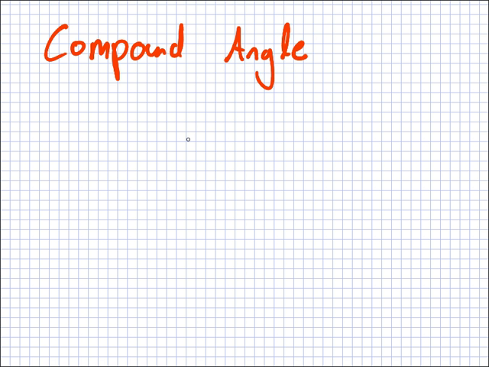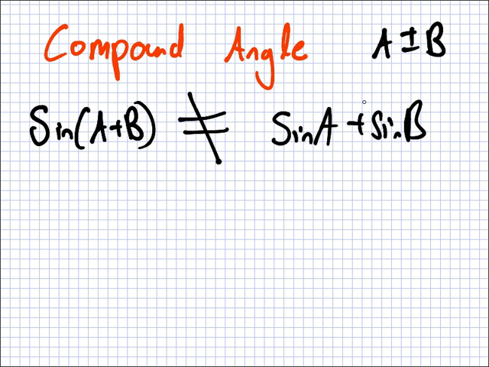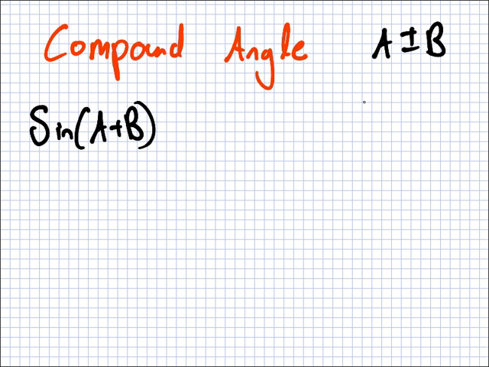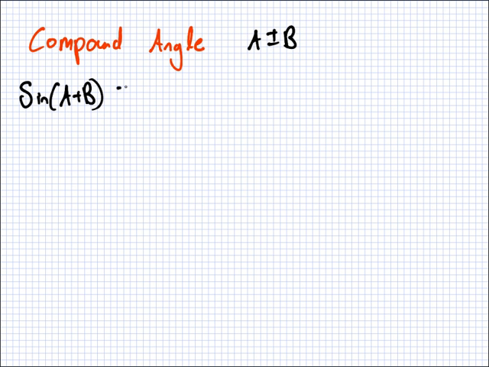Right. So what we're looking at now is compound angles. Compound angles means angles like this. For example, you have sine A plus B. Now what is it not? It's definitely not this, right? You've seen this before, Ben? Do you remember the formula?